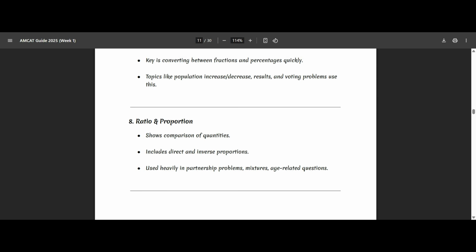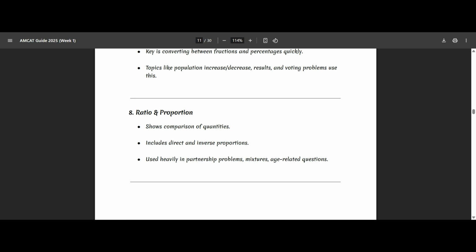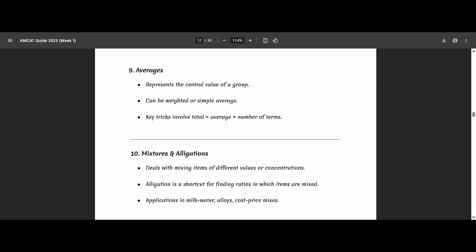Ratio and proportion shows comparison of quantities, includes direct and inverse proportions, used heavily in partnership problems, mixtures, and age related questions. Partnership problems like if Ram and Rakesh have 4 is to 5 shares over a property and Ram gets X plus 5, if the total amount is 16 lakhs, then examine how much Rakesh would get. Such type of questions. So it's not so difficult.